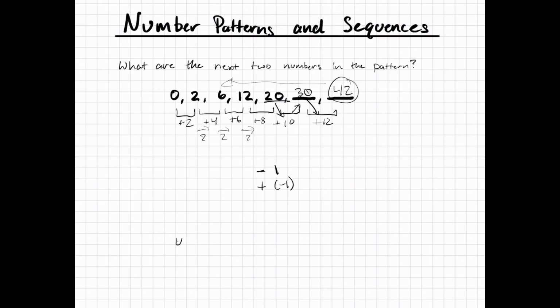I wrote the sequence like this: 42, 30, 20, 12, 6, find the next 2 numbers, right? You could do that just by doing the exact same thing except backwards, okay? This is a minus 12, a minus 10, and so on. Exactly the same thing.